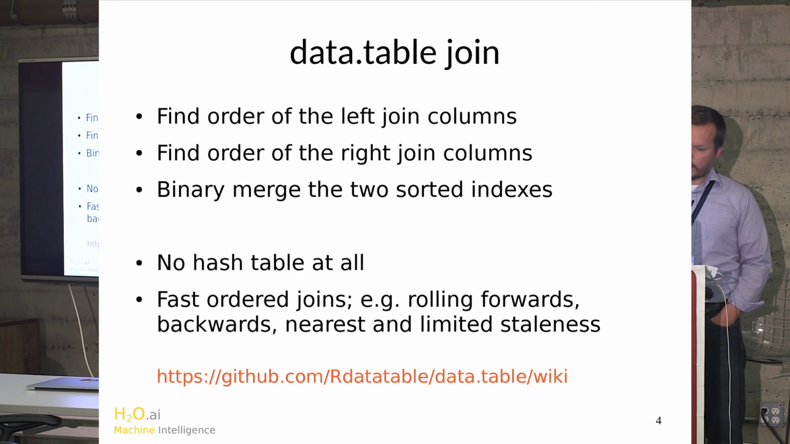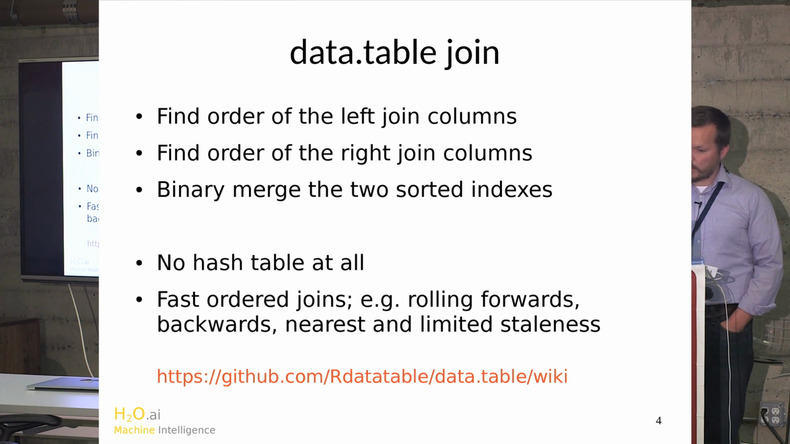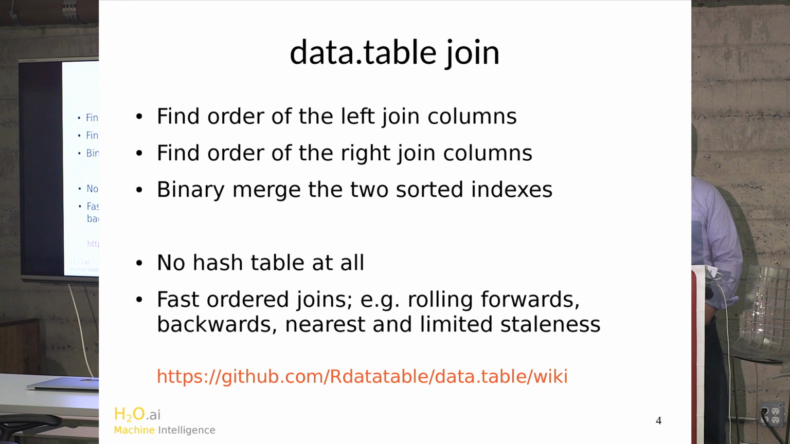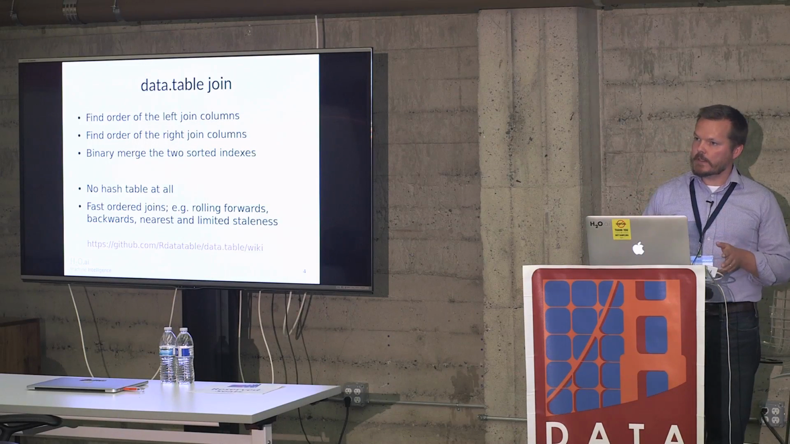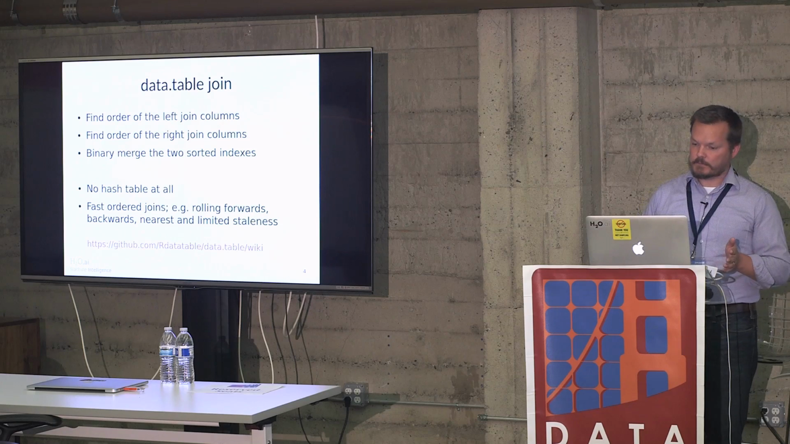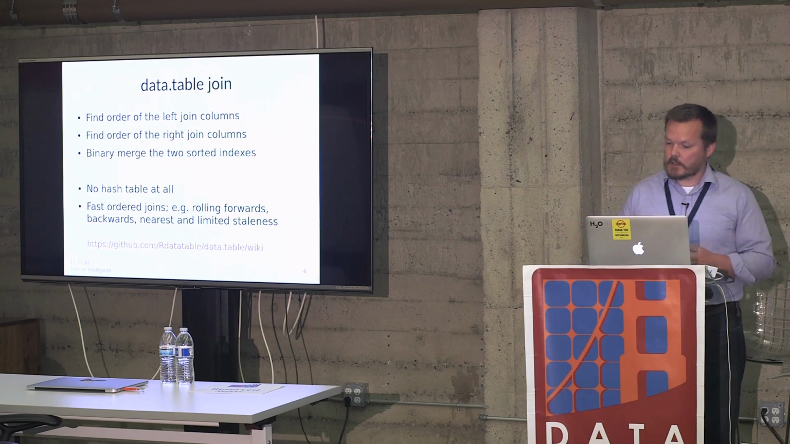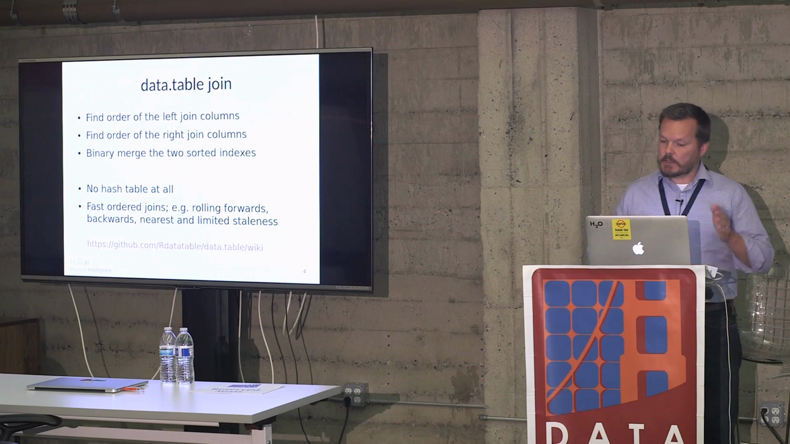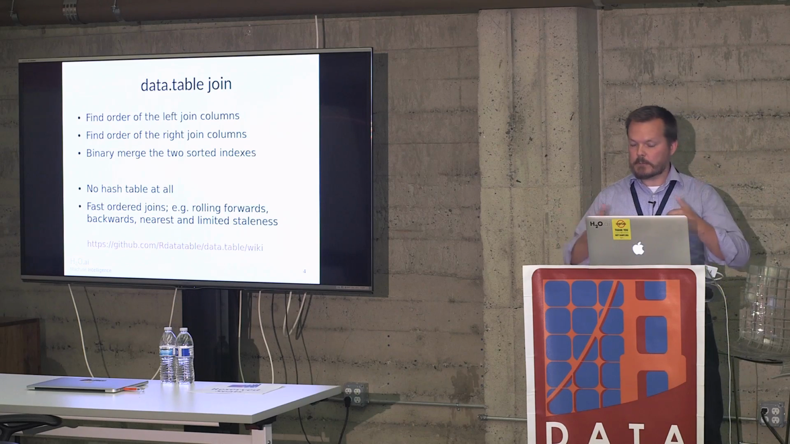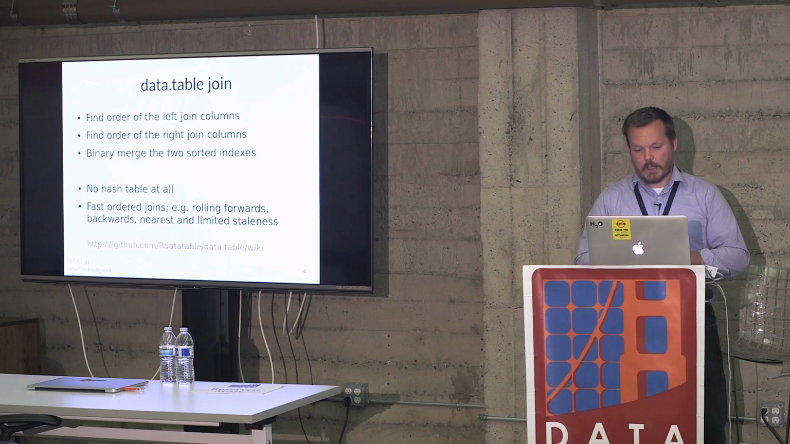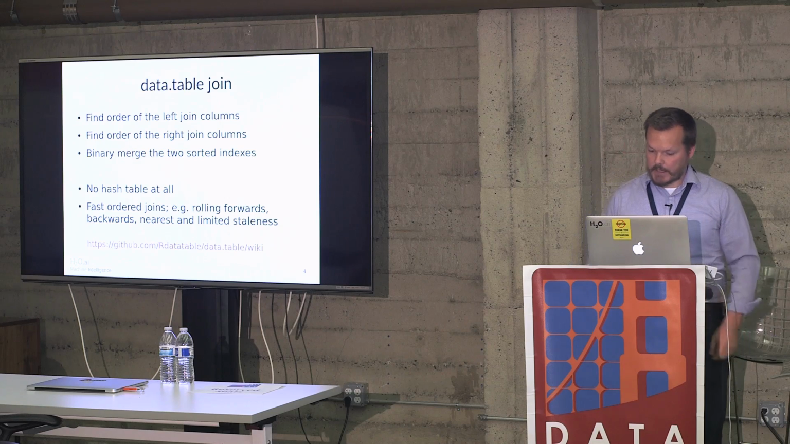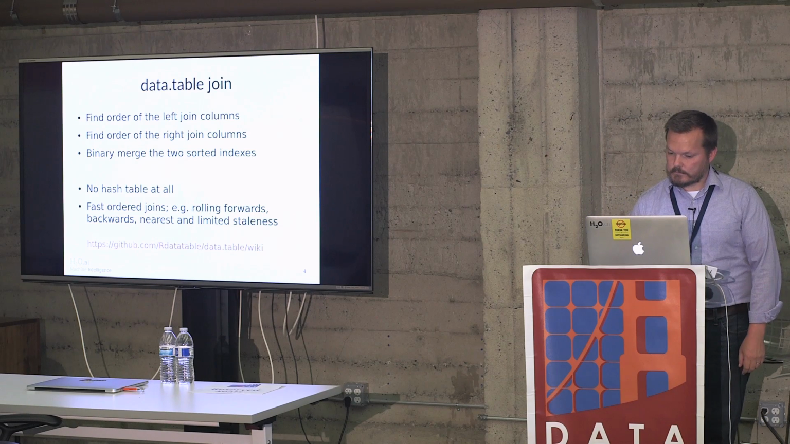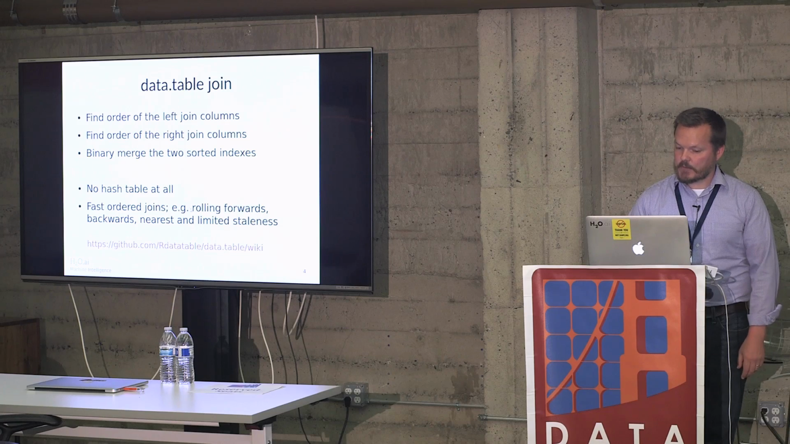The data table join works by finding the order of the left columns, finding the order of the right columns. That ordering is the index. So no matter how many columns you have in your index, this index is always the same size because it's just the ordering vector. You can have 10 columns in your index, it's going to be the same size. And then because they're ordered, it makes the binary merge much easier. And because there's no hash table at all and we've got this ordering, it provides some extra features that we can't really do with hash tables as easily.